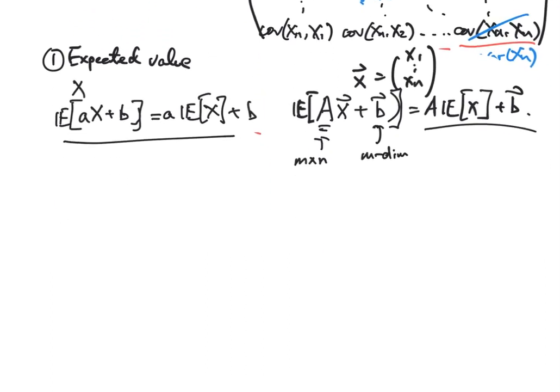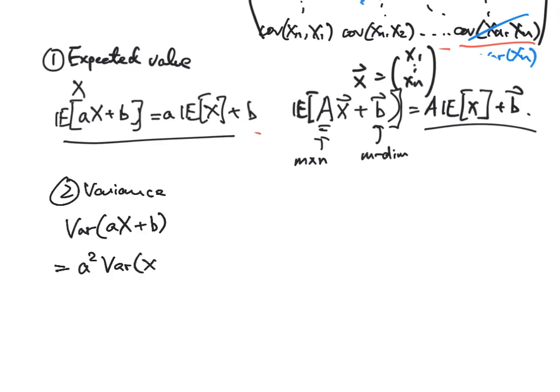Now the second one will definitely be the variance. Remember, if you have a single random variable case, you have this property about the variance. Let's say you have the variance of as plus b. This one will be equal to what? Equal to a squared times the variance of s, right? So this is the property of the variance.